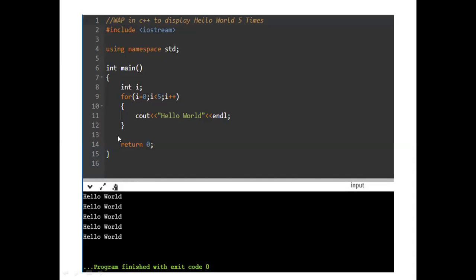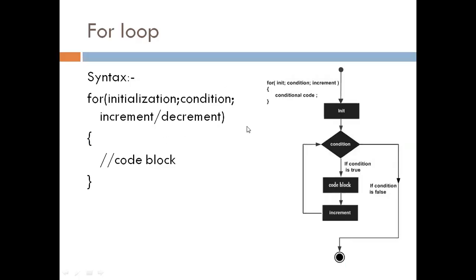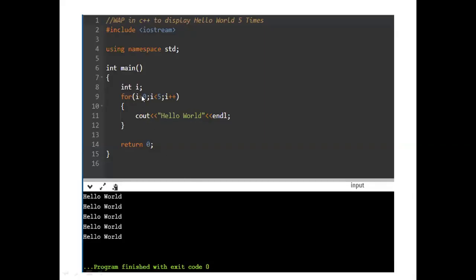If we consider this flow chart, it performs initialization first, then it goes for the condition, then the code block, and then the increment. So if we consider this example, I initialize i to 0 first, then it checks the condition. Now the value of i is 0, so i less than 5 is true. So it executes this block, which means it displays hello world. Then it performs the increment operation, that is i plus plus. So i becomes 1. Then it again checks the condition.